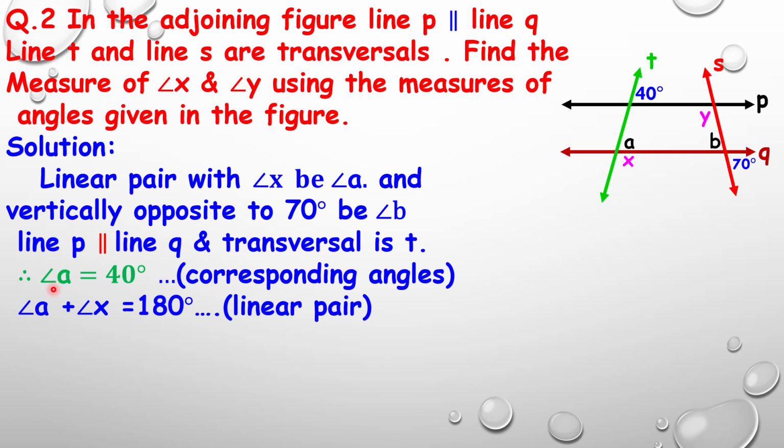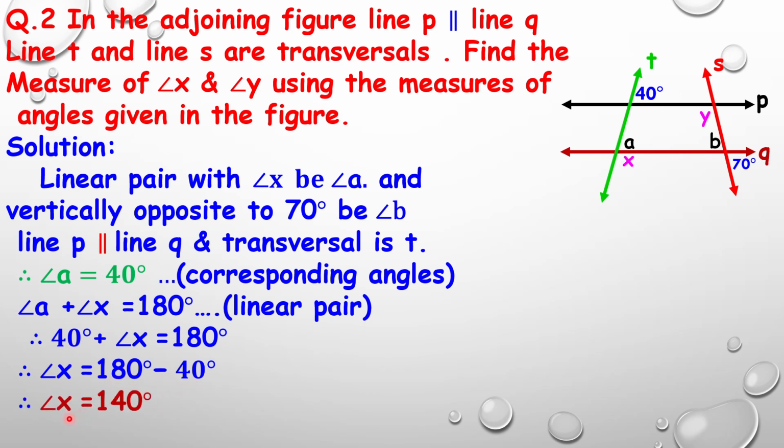We know the value of A is 40 degrees. So substitute the value of A: 40 plus angle X is equal to 180. Transfer this 40 to the opposite side. It becomes angle X is equal to 180 minus 40. Therefore, angle X is equal to 140.